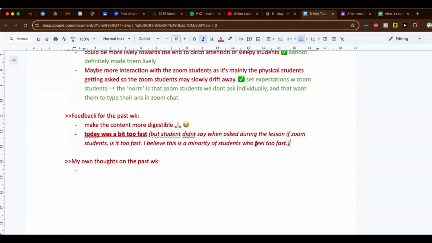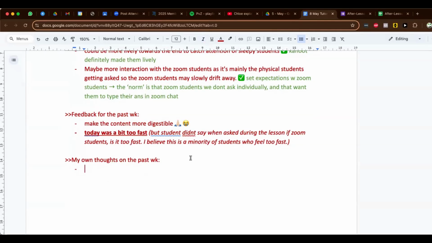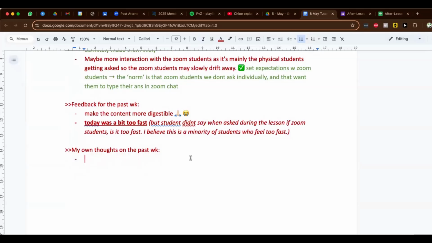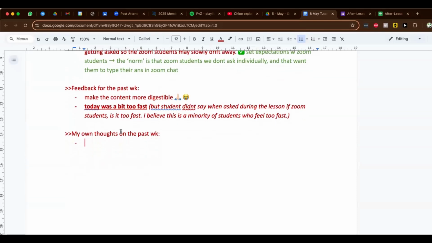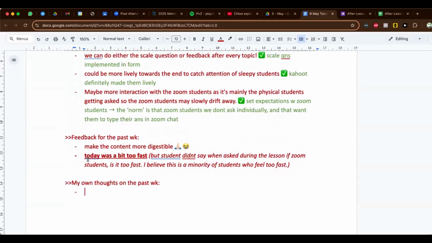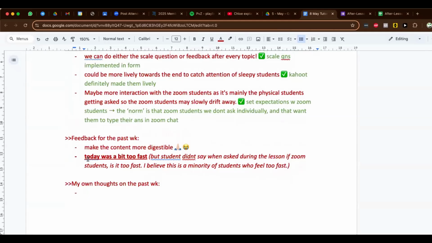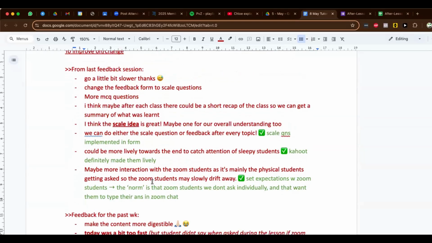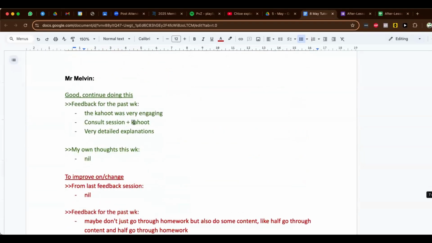Then you told the Zoom students if you don't understand something, DM, right? Yeah. Okay. Do you think this was a new student who joined? No. Okay. Any of your own thoughts other than all these? Not really. Okay. Any last things you want to say about this? Not really. Okay, Melvin, your turn.